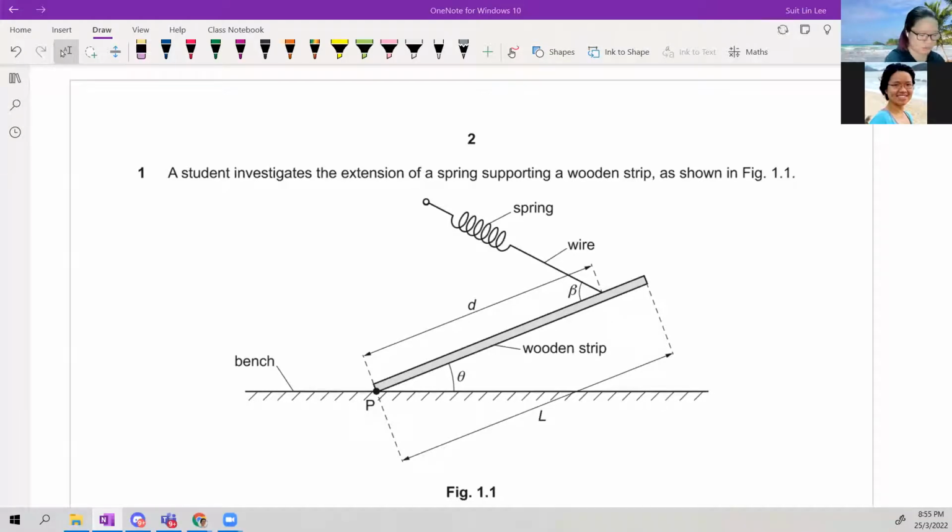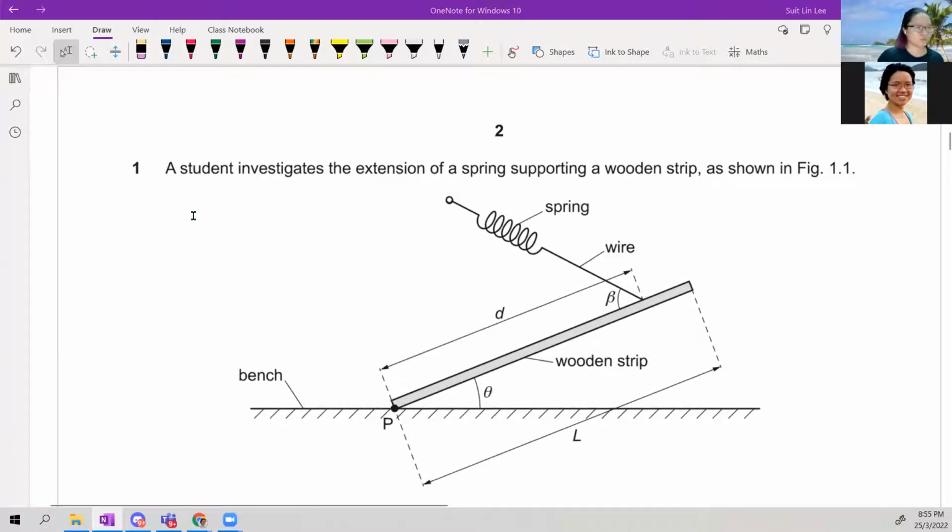I'm going to record on this computer. I may switch screen a bit when I want to plot my graph, but otherwise I will probably stay mainly on this main screen. So I'm also joining on my iPad. Okay, so here we have a student investigating a spring supporting a wooden strip.